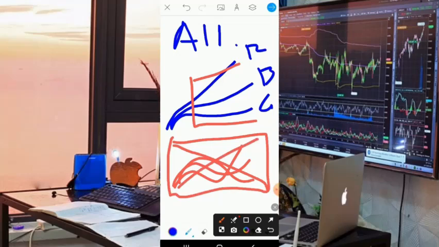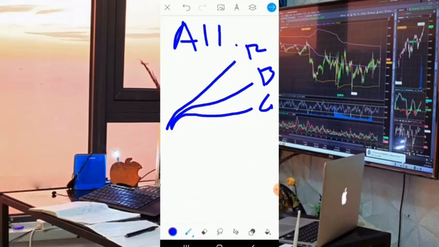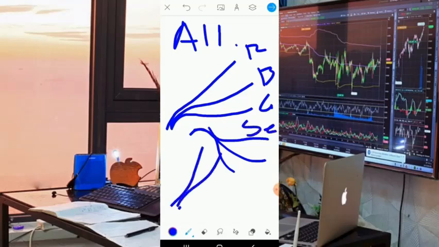What we mind is only when the alligator begins to open. So whenever the alligator opens up going down, it means you can be placing your sell entries. And if it is going up, you're going to be placing your buy entries. That is how simple this thing is.